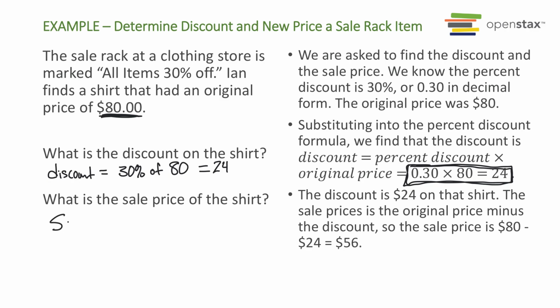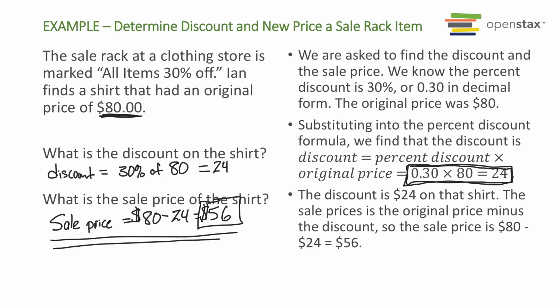And so the sale price is going to be that $80 minus the discount, so minus 24, and that's going to give us $56. And so the shirt's going to actually cost $56. So let me show you how that works with the shortcut. So the shortcut was to find the sale price.